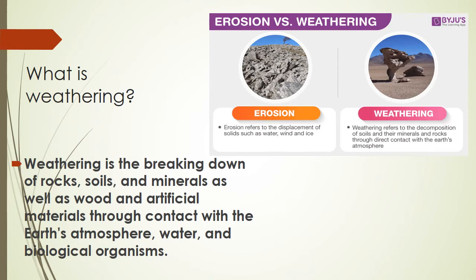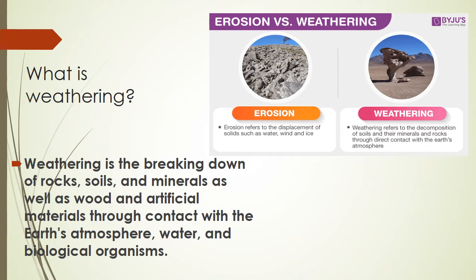What is weathering? It is the breakdown of rock, or a breakdown of soil and minerals as well as wood and artificial materials through contact with the earth's atmosphere, water, and biological organisms. So whenever the rock or the soil gets weathered because of the atmosphere in that region, the temperature, the climate, water or biological organisms, it is called weathering.